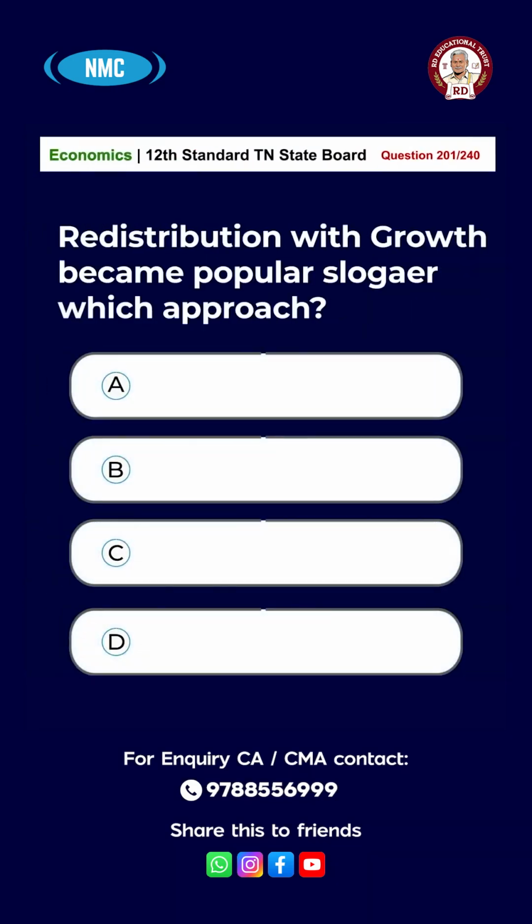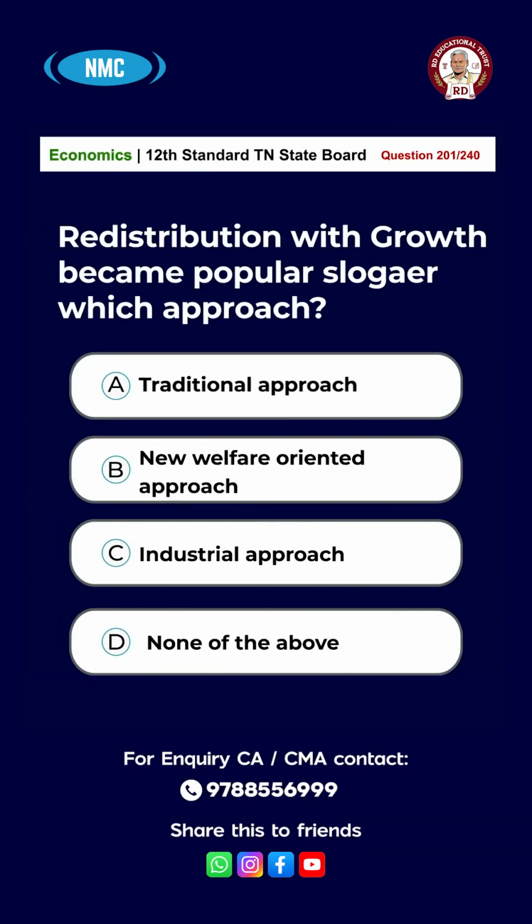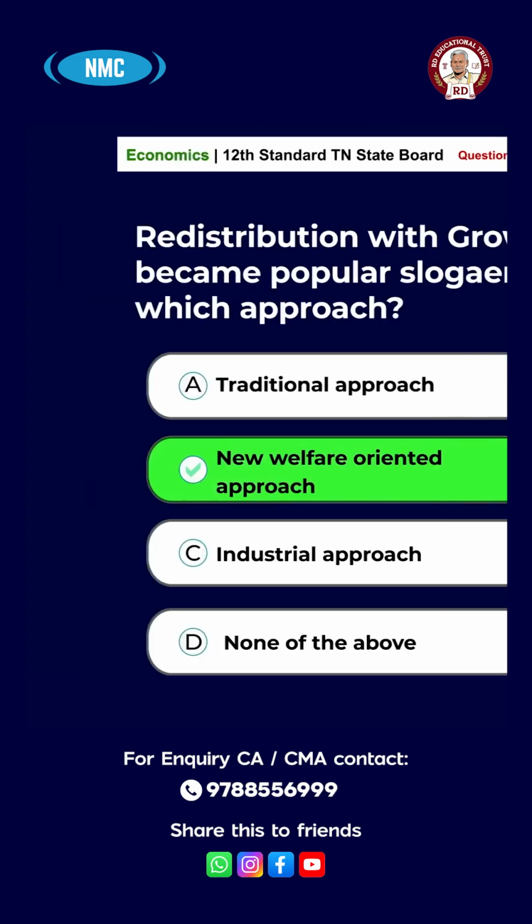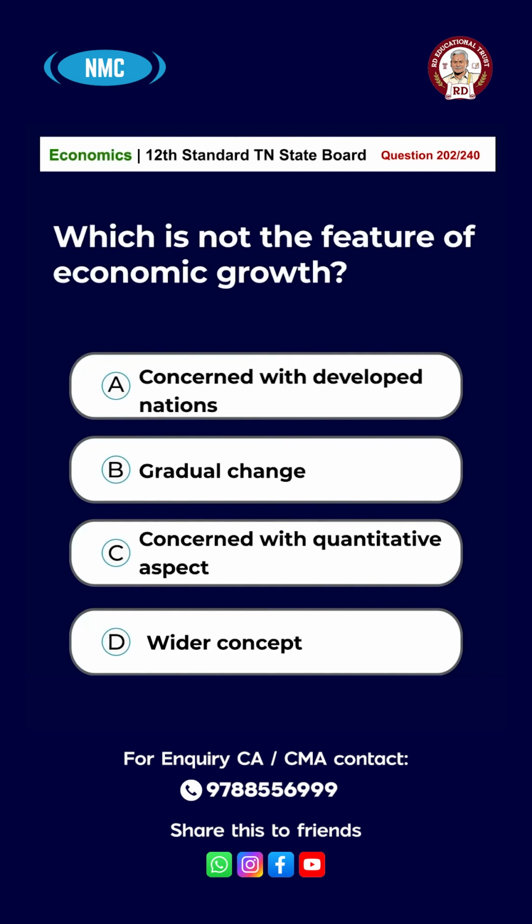Chapter 11. Economics of Development and Planning. Question number 201. Redistribution with growth became a popular slogan of which approach? A. Traditional approach, B. New welfare-oriented approach, C. Industrial approach, D. None of the above. The answer is option B. New welfare-oriented approach.